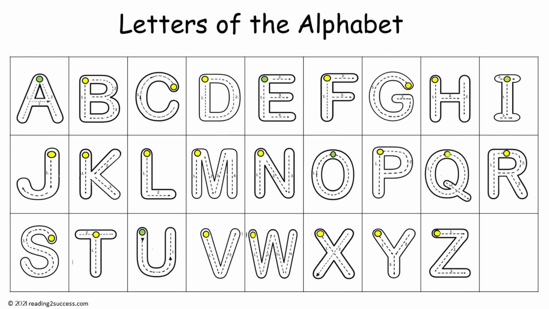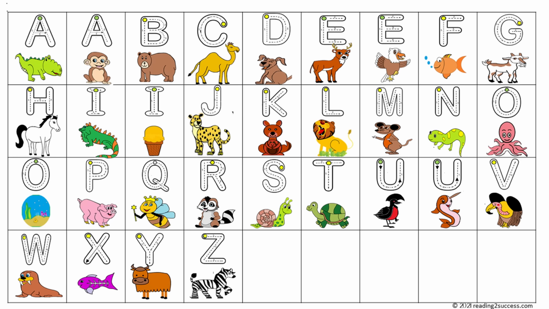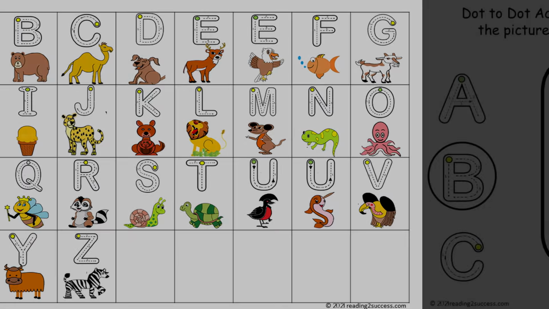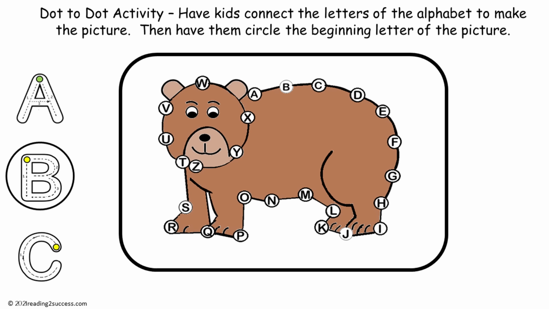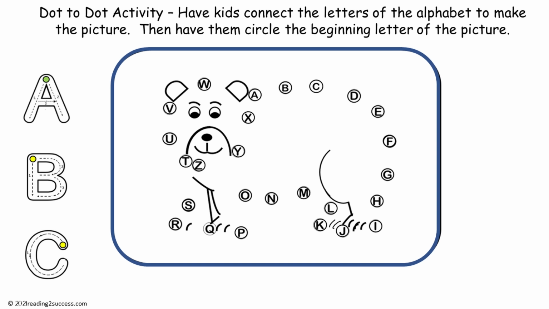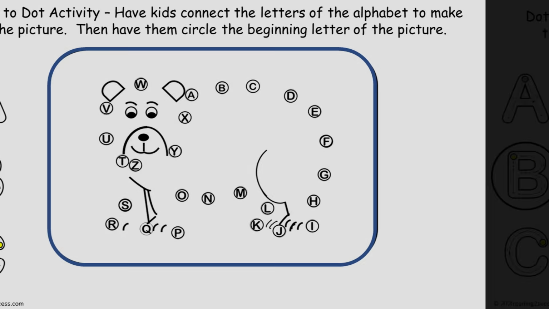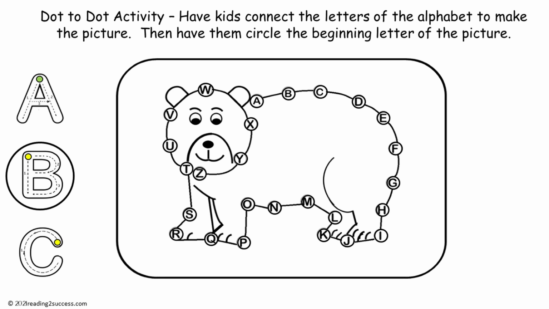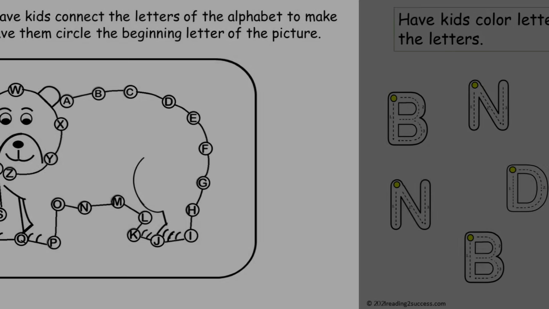Now we are going to have kids complete letter identification activities, so they may need to look at the alphabet charts. The first activity is a dot-to-dot activity. Kids must draw lines to connect the letters of the alphabet in order to make the bear, and then circle the letter that the word bear begins with. This is the practice page for kids to complete, connecting the dots. Now the picture of a bear is complete, and kids have circled the letter B because bear begins with B, and now they are ready to color it.